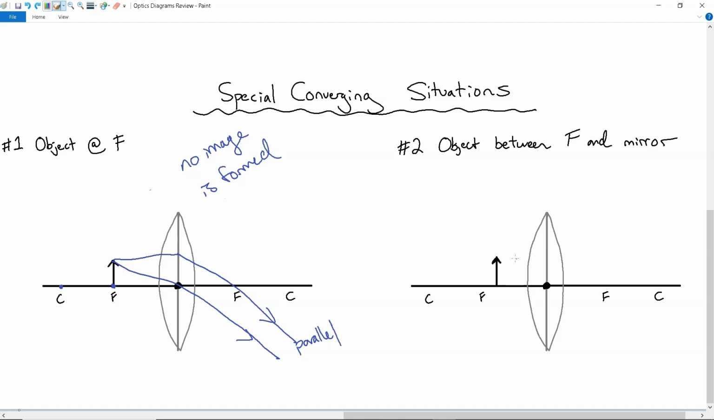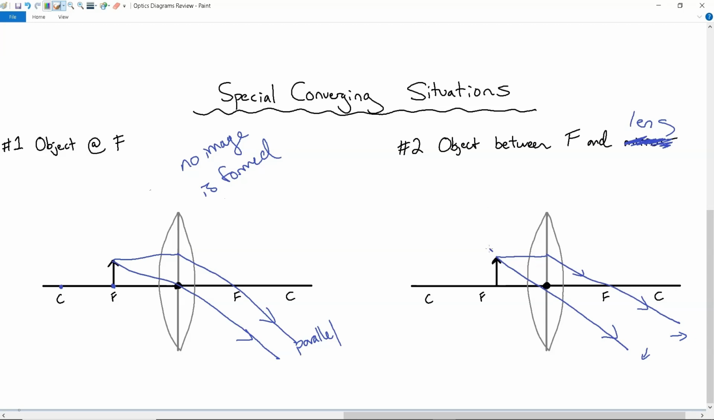And lastly, we have an example where the object is in between F and the converging lens. And I just noticed that this should not say mirror, this should say lens. There we go. So let's use our usual rays for converging lens. We're going to go parallel to the lens and go through F on the other side. Okay, and now let's go through the middle. So as you can see here, at this point, our rays are not parallel. They're slightly diverging away from each other.